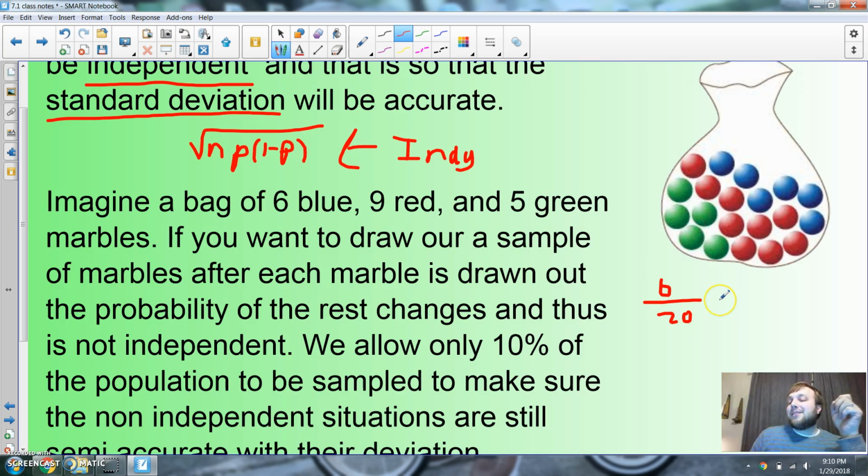Now, what about the next time I pull a marble out? Do I still have 6? Let's say I got a blue the first time. Now my blues have gone down. I only have a 5 out of 19 chance. The probabilities are slowly changing inside that bag as I keep removing marbles, and thus the events are no longer independent.